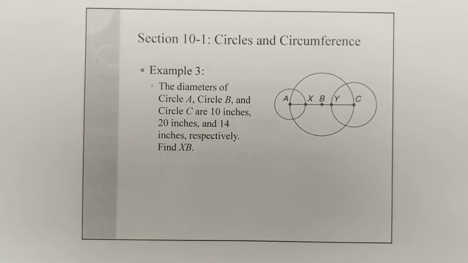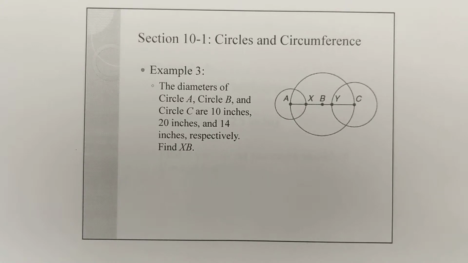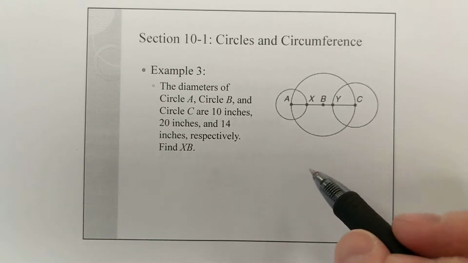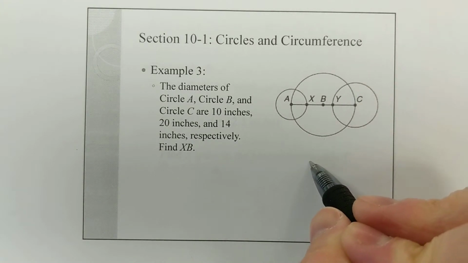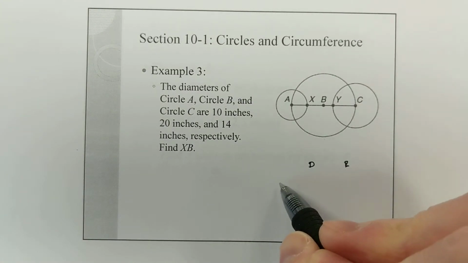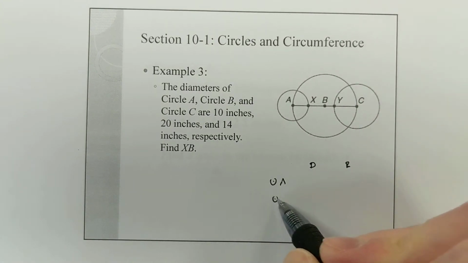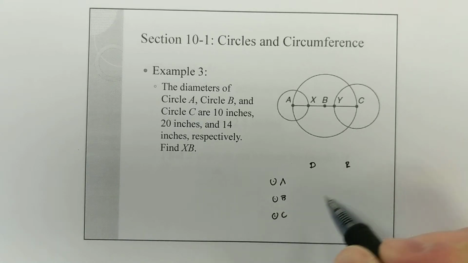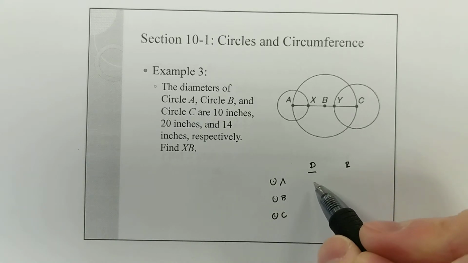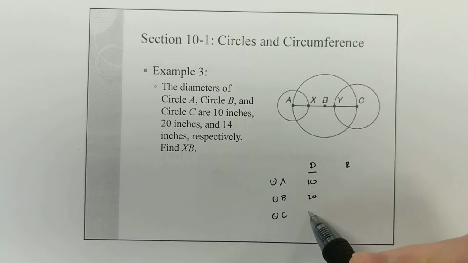All right, example 3. The diameters of circle A, B, and C are 10, 20, and 14 inches respectively. Find the distance from X to B. Okay, so we need to fill in some values. So circle A, circle B, circle C. So circle A has a diameter of 10, B is 20, and C is 14.